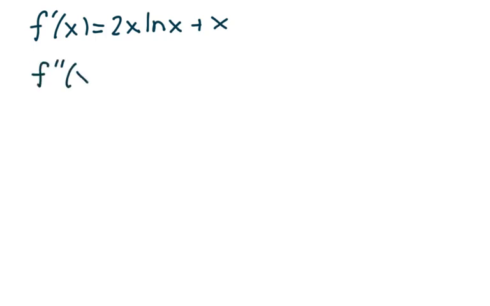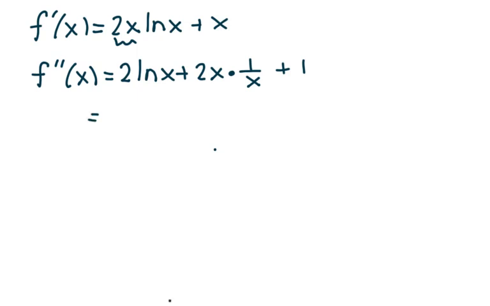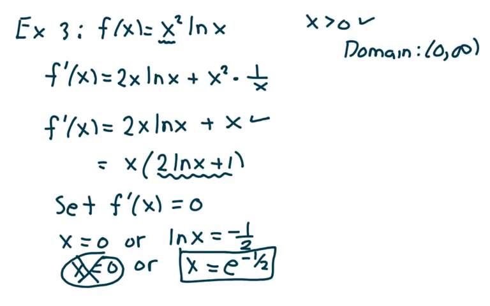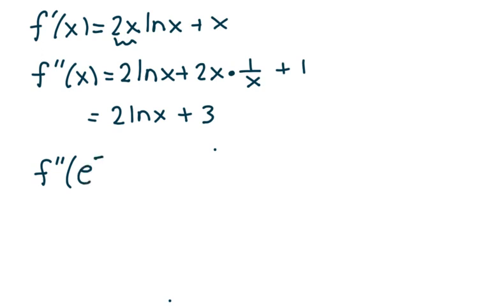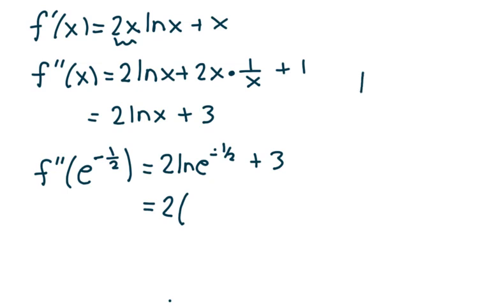So I'm going to take the second derivative, and I'm going to get 2 ln x, so I took the derivative of 2x, which is 2, times ln x, and I'm going to add 2x times 1 over x, and then I'm going to add 1. And so this is 2 ln x plus 3, and then I'm going to take the critical value, e to the negative a half, and plug it in. So you get 2 natural log of e to the negative a half plus 3. I could pull that negative a half out in front. And remember that natural log of e is 1. So this is 2 times negative a half plus 3, and that's positive.